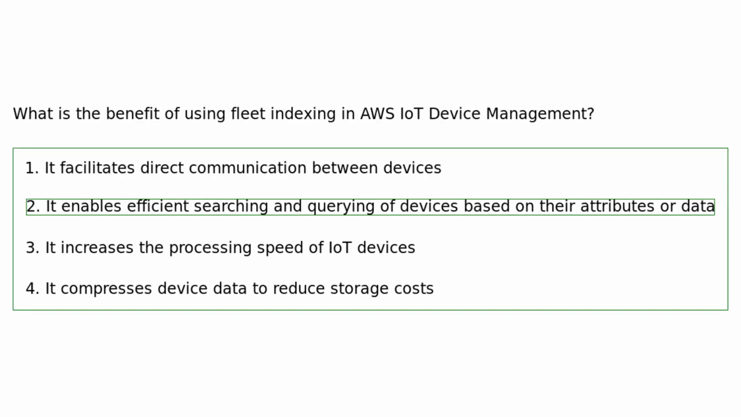Fleet indexing in AWS IoT Device Management allows you to index and search your devices efficiently based on thing attributes, shadow data, connectivity status, and device certificates. This makes it easier to find, monitor, and manage specific devices or groups of devices in your fleet.